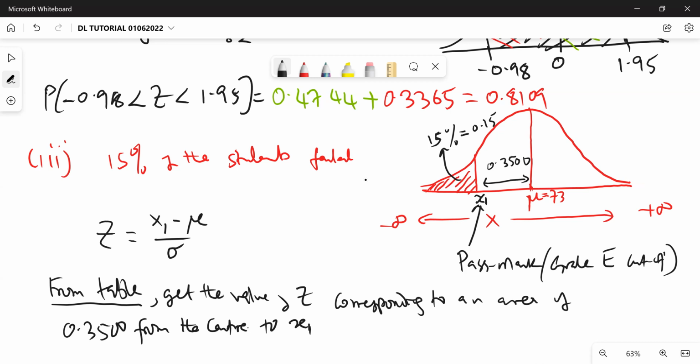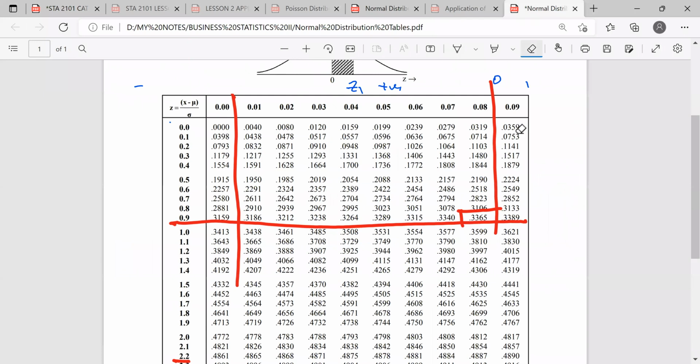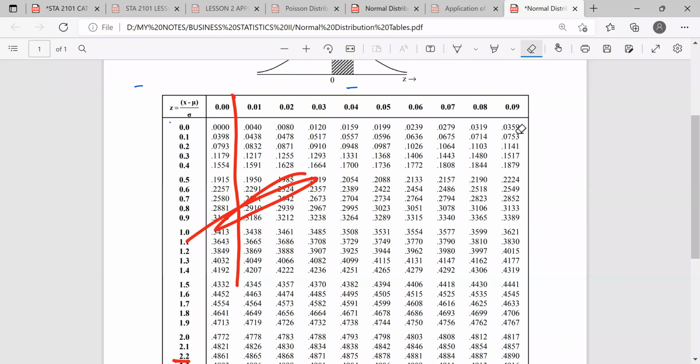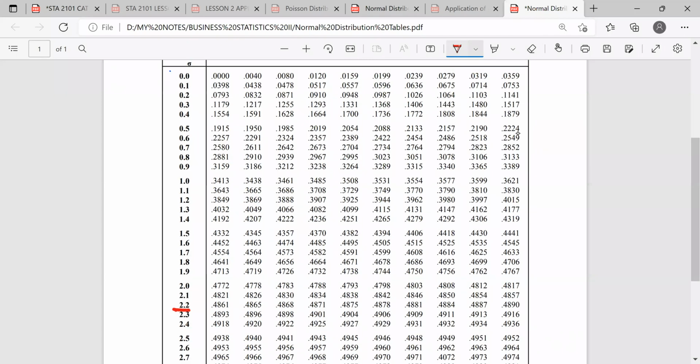So we get that Z, which gives us a probability of 0.35. So once you go to your tables, you will be looking inside the table and look for a value of 0.35 or very close to 0.35. We look for 0.35 or very close to 0.35.